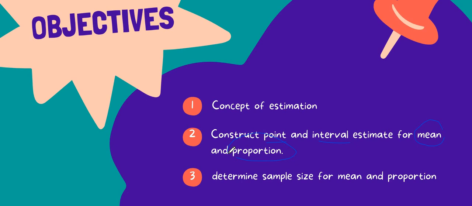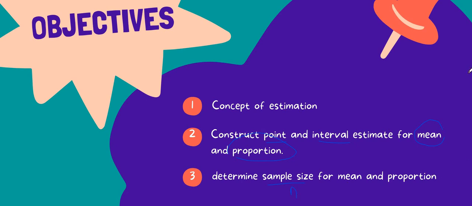What does it mean? You will be able to construct point estimate for mean, interval estimate for mean, point estimate for proportion, and also interval estimate for proportion. So there are four things that you will be able to construct after you finish this chapter. The number 3 here is determine the sample size. So what is sample size? Sample size is the small n, for mean and also for the proportion.